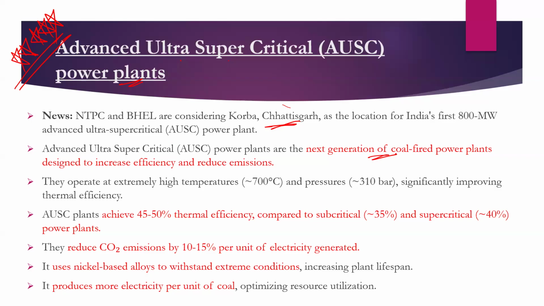These AUSC plants, ultra supercritical power plants, achieve a thermal efficiency of 45 to 50% compared to subcritical or supercritical power plants. Their CO2 emissions are also 10 to 15% lesser, and they produce more electricity per unit of coal. So everything is positive. Go through it. Very important, this you should know.